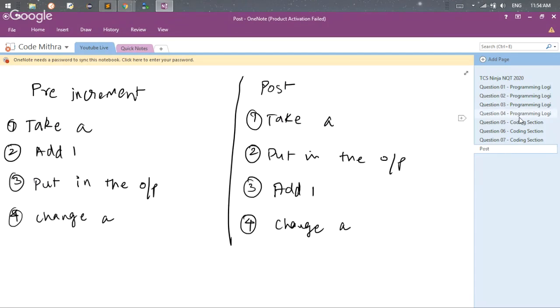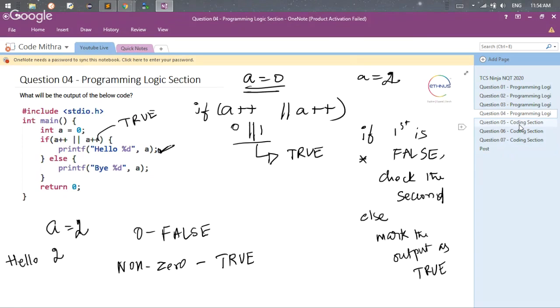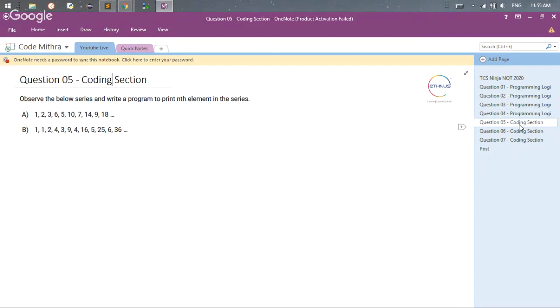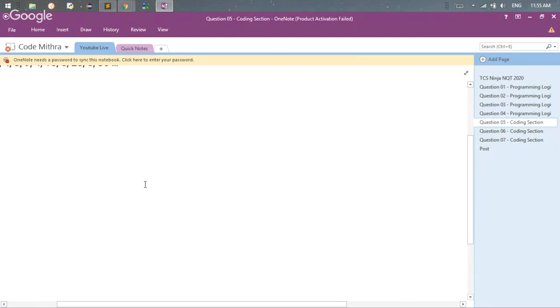Okay, so let's concentrate on the next category of questions. There are a few more programming logic based questions which we will address a little later. Let's figure out how we answer coding questions. What kind of questions will they ask in coding? The first category of coding question will be series based or number series based. You would have seen this. Now I'll project this a little with zoom.